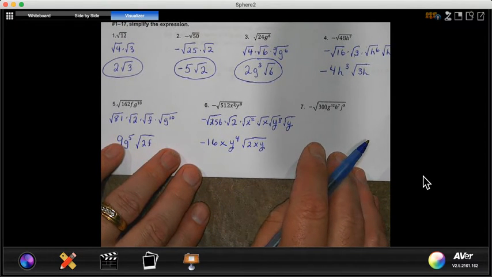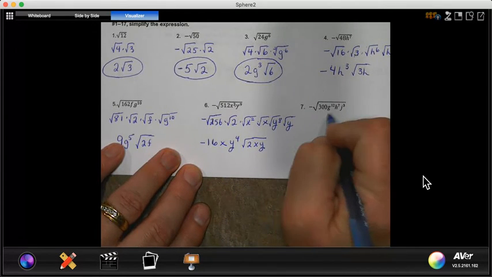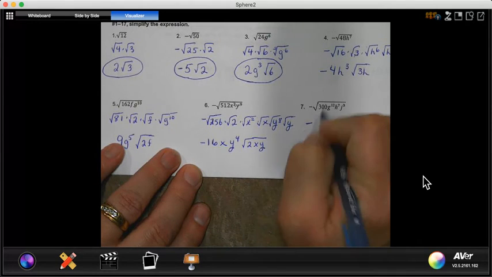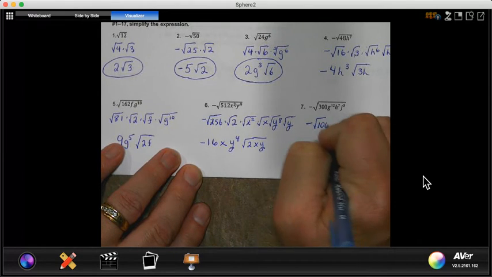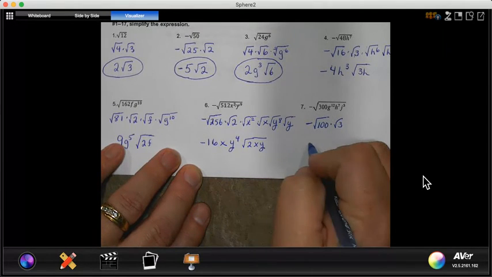So I encourage you to pause and try one on your own. That's a lot of work that I'm showing. You should be able to do some mental math with the letters. So watch me do the letters so I don't have to write as much. So I'm going to break that apart as 100 times root 3. And then that's negative 10.